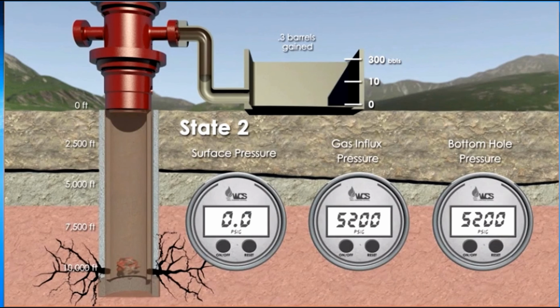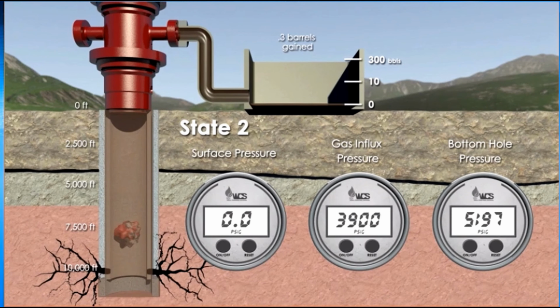State 2. When the gas bubble reaches 7,500 feet, the hydrostatic pressure above is 3,900 psi. Using Boyle's law, the volume of the bubble is calculated to be 1.33 barrels. The pressure inside the bubble is now equal to the hydrostatic pressure above it, or 3,900 psi.